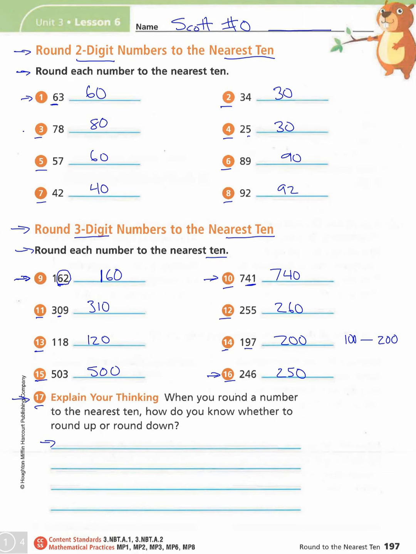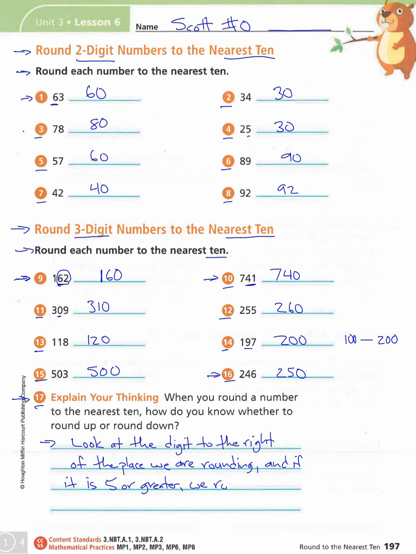We look at the digit to the right of the place we are rounding, and if it is 5 or greater, we round up. If 4 or less, we round down.